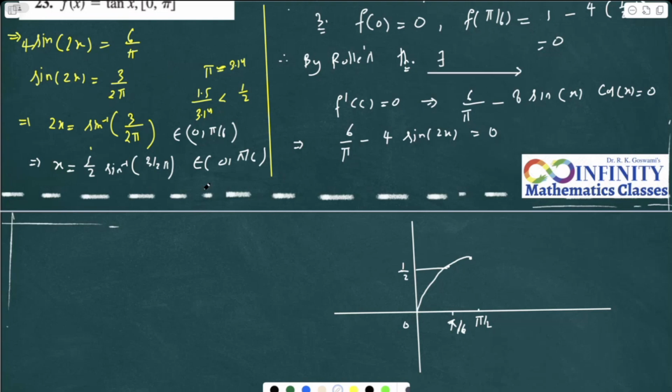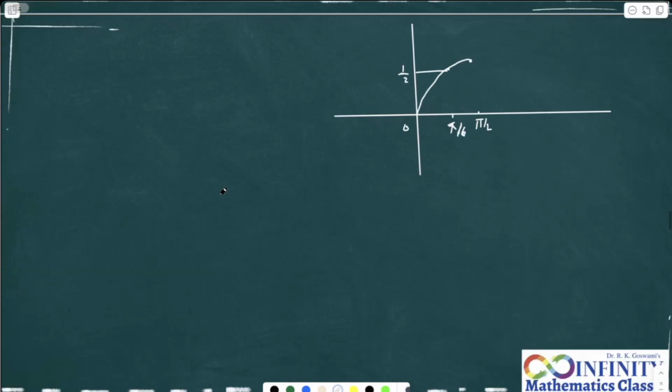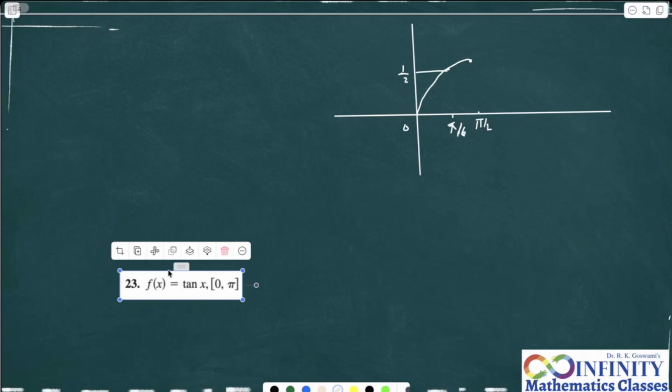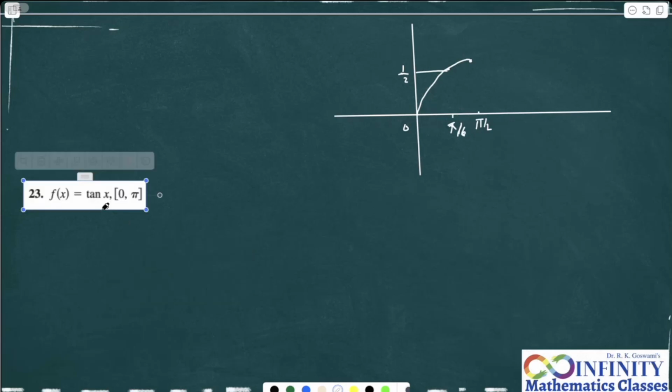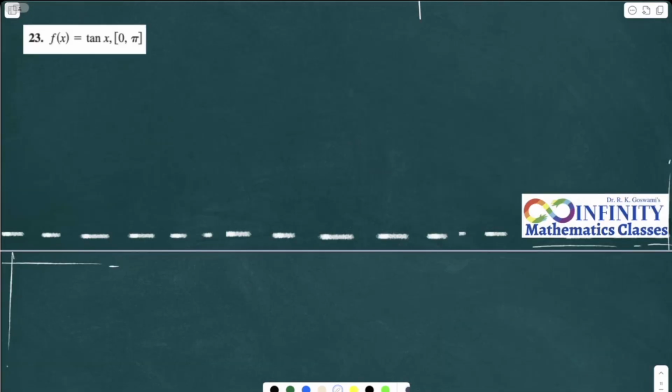And if we are allowed to use the calculator, we can do anything, right? Perfectly okay. So now in the next question, please try to help me. Discuss the applicability of Rolle's theorem for the function tan x in the interval 0 to pi. Talk about the continuity, differentiability, whatever you know about it.